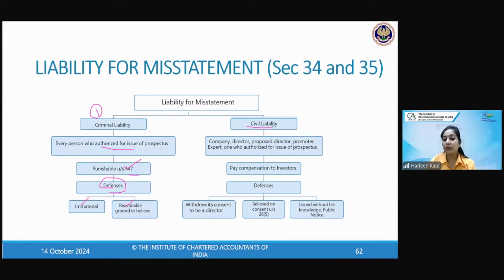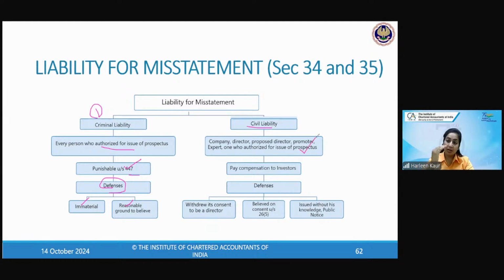Who all are liable in case of civil liability? Section 35. What does it tell you? You have to answer. It's time for you to answer. I want to do certain MCQs also with you. Tell me, who all are liable in case of section 35? Every director, proposed director, promoter, everybody who has authorized the issue of the prospectus.